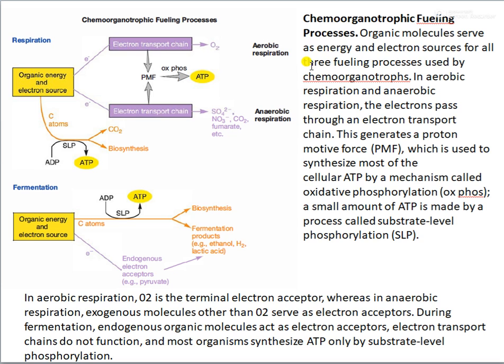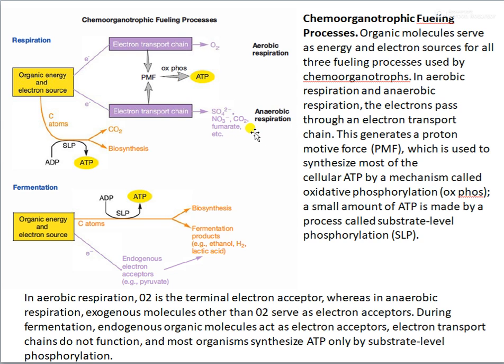But some microorganisms are not capable of utilizing oxygen. So what do they do? They take these electrons and finally give them to inorganic compounds such as sulfate, nitrate, carbon dioxide, fumarate, etc. That is, for their respiration they are not using oxygen, they are using something else. Those organisms are referred to as anaerobes.